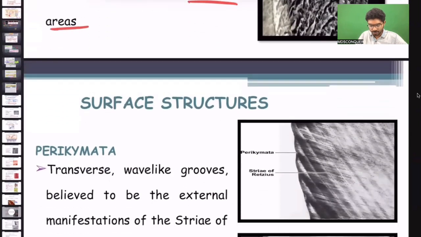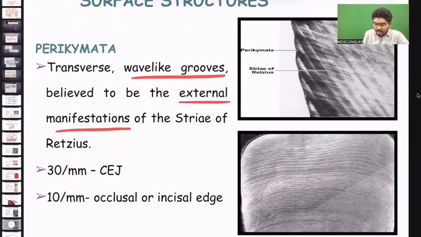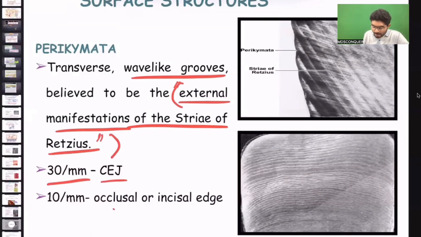Very good. Perikymata are wavy, groove-like structures, believed to be the external manifestations of the striae of Retzius. This is very frequently repeated in exams: the external manifestation of the striae of Retzius is called perikymata. At the cervical area it is 30 per millimeter. At the incisal or occlusal area it decreases to 10 per millimeter.